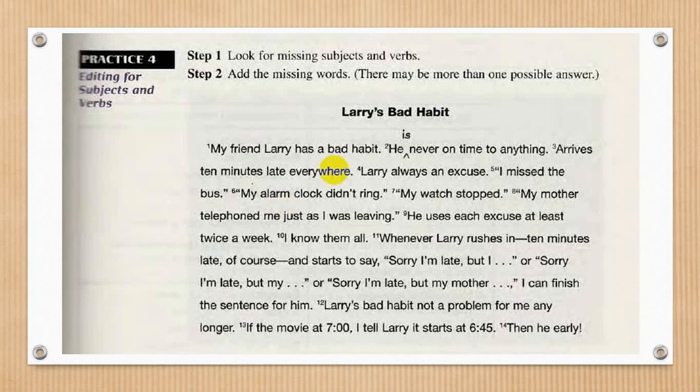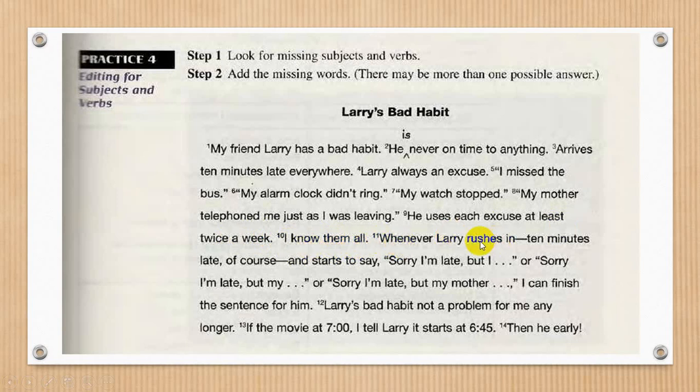He uses each excuse at least twice a week. He الفاعل, uses الفعل, each excuse المفعول به, at least twice a week تكملة. Okay أيضا صحيحة. I know them all. I الفاعل, know الفعل, them المفعول به. I know them all. Okay.